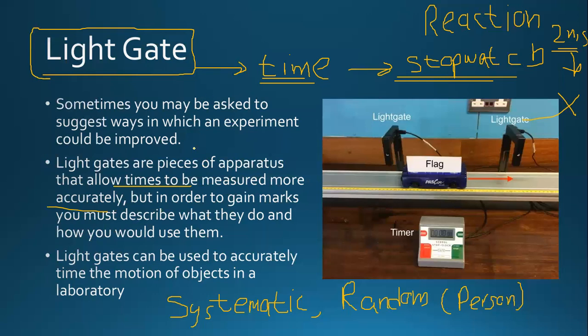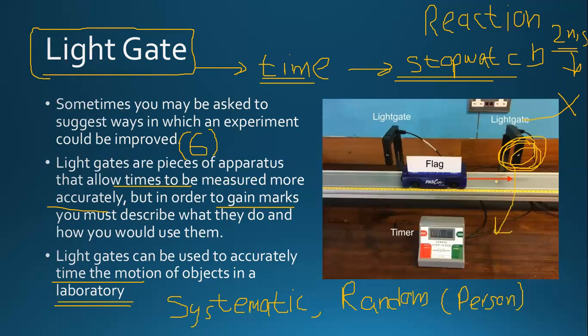Now when you're describing the experiment, in your 6 mark question, in order to gain full marks, you have to describe what they do and how you would use them. For example, light gates can be used to accurately time the motion of objects in a laboratory. You should know how to use light gates and how you would use them in the laboratory. You explain that when this car passes light gate number 1, the time starts. It's connected to a timer.